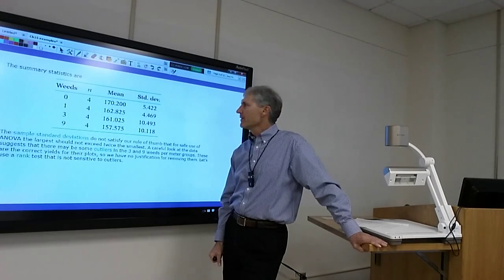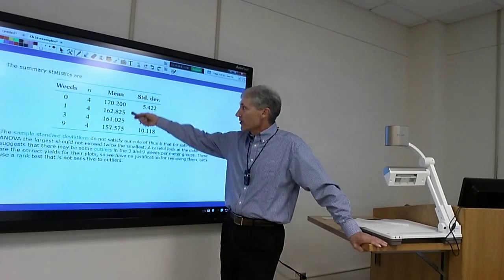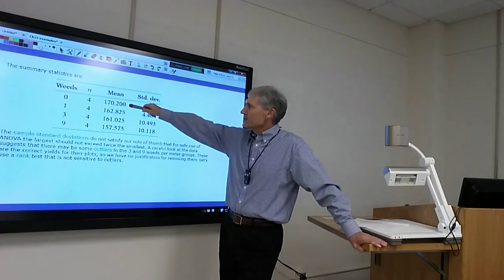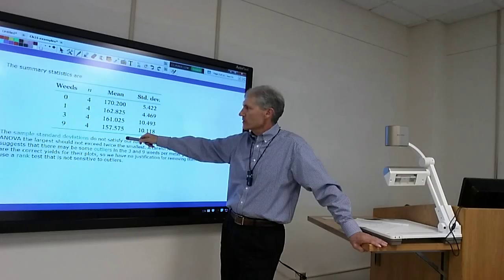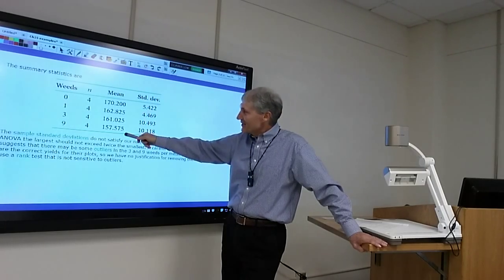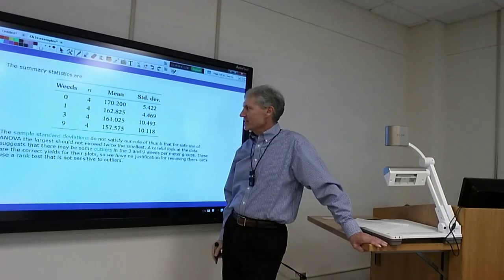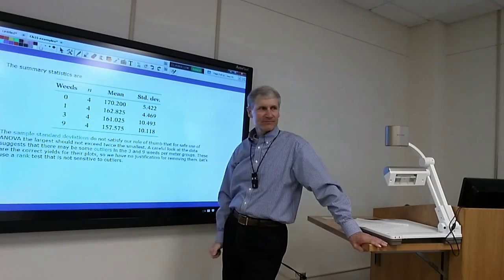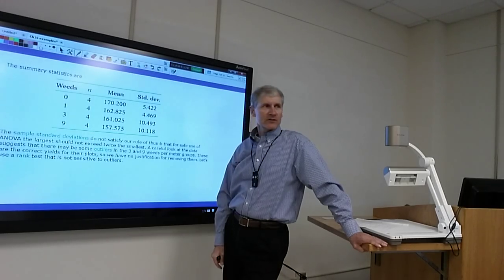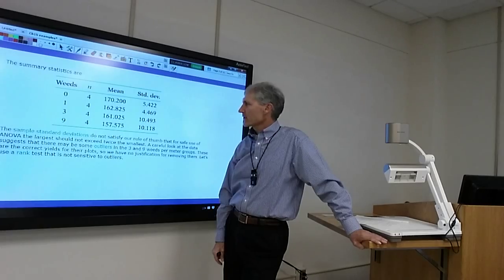Yes. So they go in what I call a dose-response relationship, right? The highest yield is when there's no weeds, and the lowest yield is when there's 9 weeds, and they step down. It's not necessarily linear, but they step down. So eyeball test, yeah, it looks like there's some evidence here that weeds have an effect.